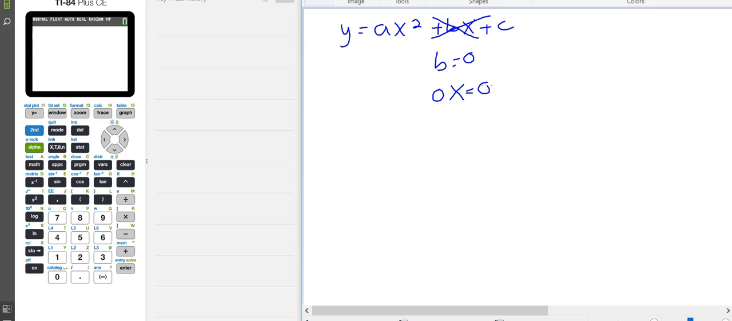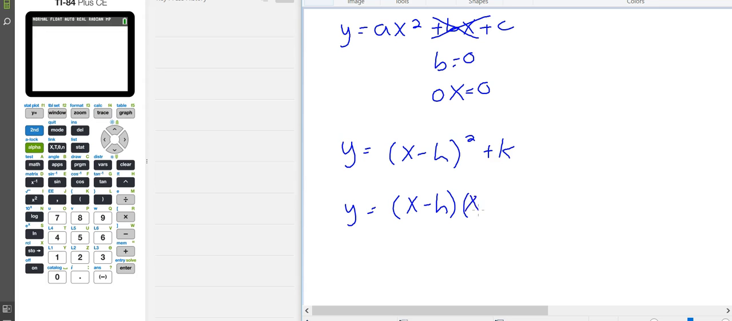Another time you'd be able to use this is when your equation is in vertex form. We'll discuss vertex form more later. If you were to rewrite this in standard form, you would write y is equal to x minus h times x minus h plus k, and you would FOIL this. You would FOIL x minus h times x minus h, then it would be in standard form.